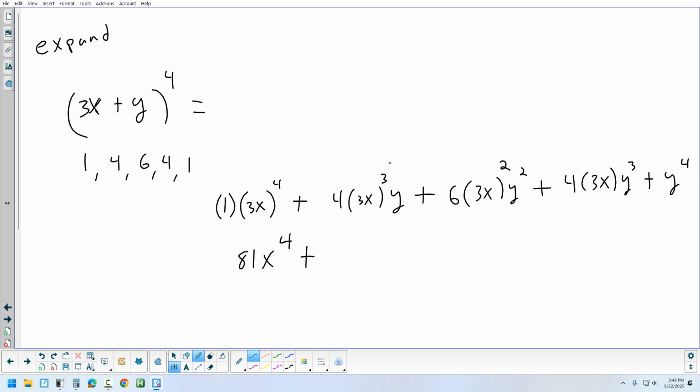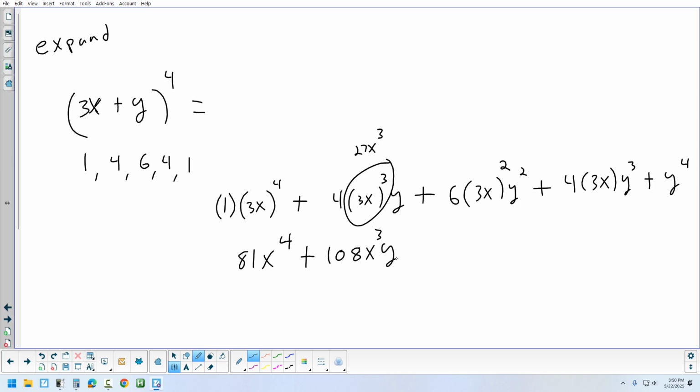All right, now let's do this part first. What's 3x cubed? 27x cubed. And what if you multiply that by 4? 108x cubed.